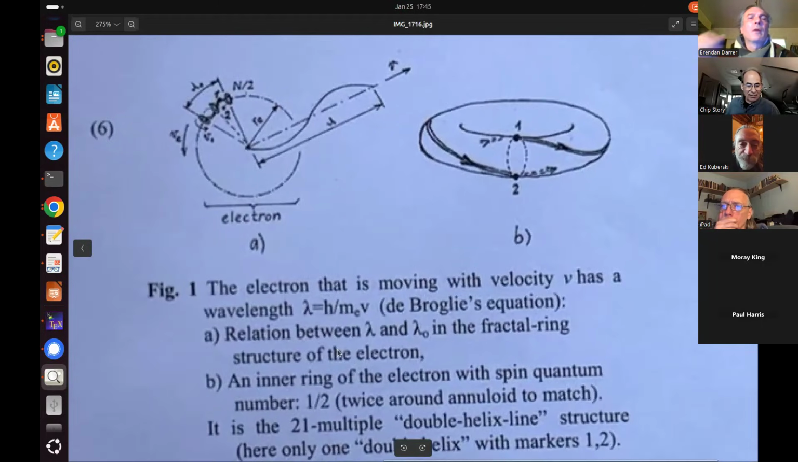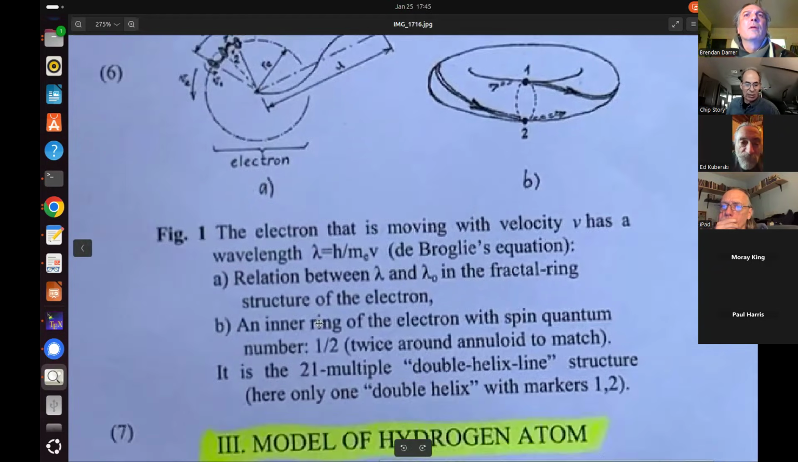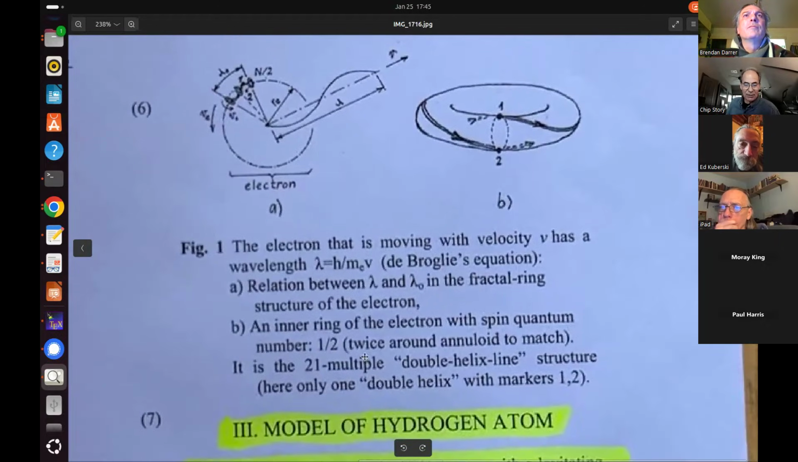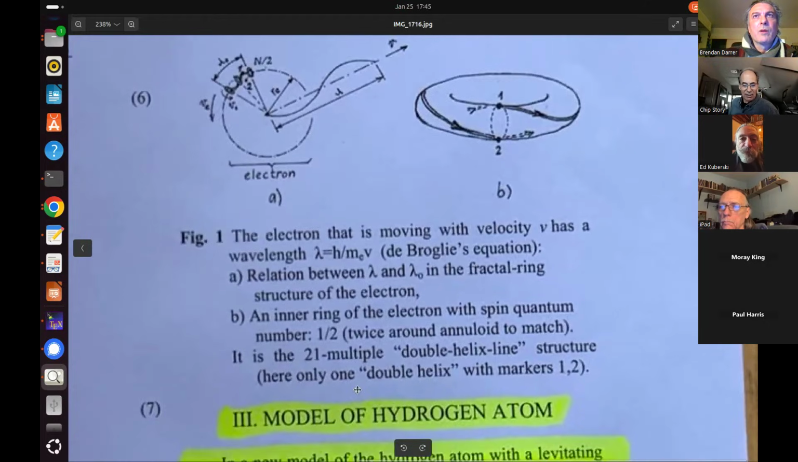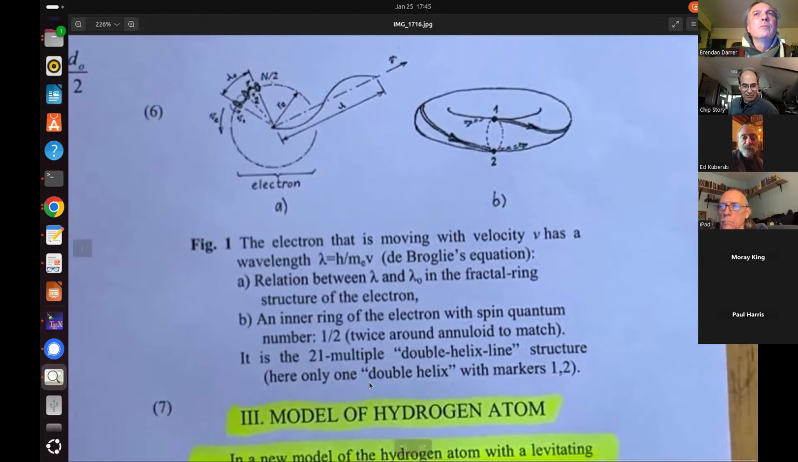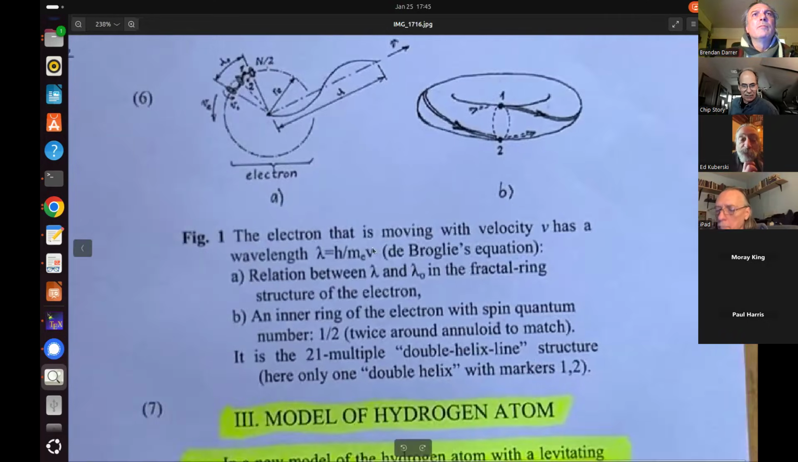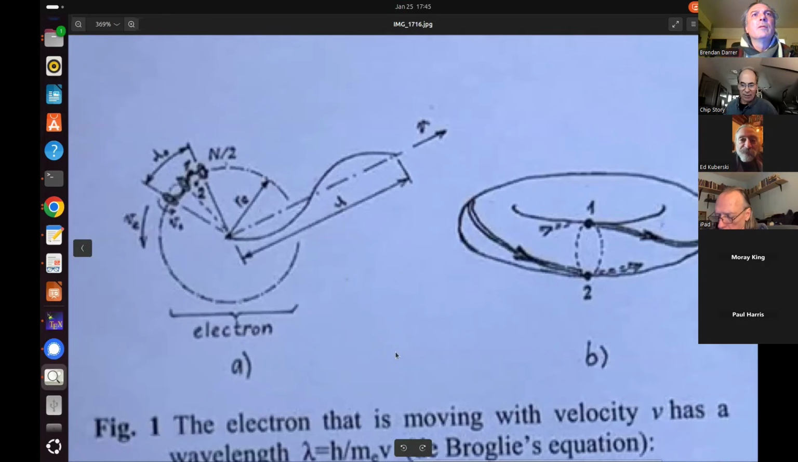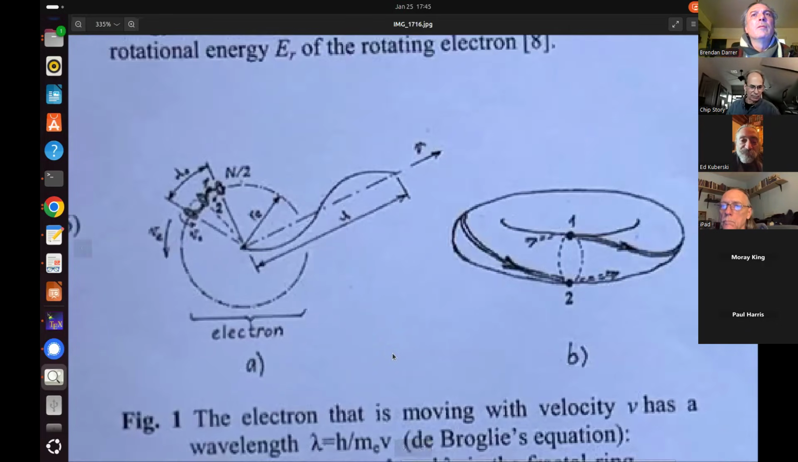And this B part is the important part right here. B is an inner ring of the electron with spin quantum number 1/2, twice around, analog to match. It is the 21 multiple double helix line structure. Here, only one double helix with markers. My God. So we're starting to see this same structure that Moray King talks about all the time, with it twisting on itself. But let's carry on. This is great stuff. This is a fantastic paper that Pavel sent to us.